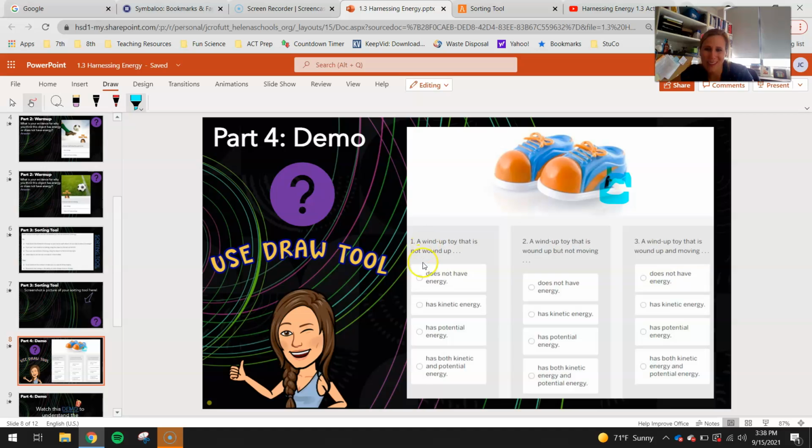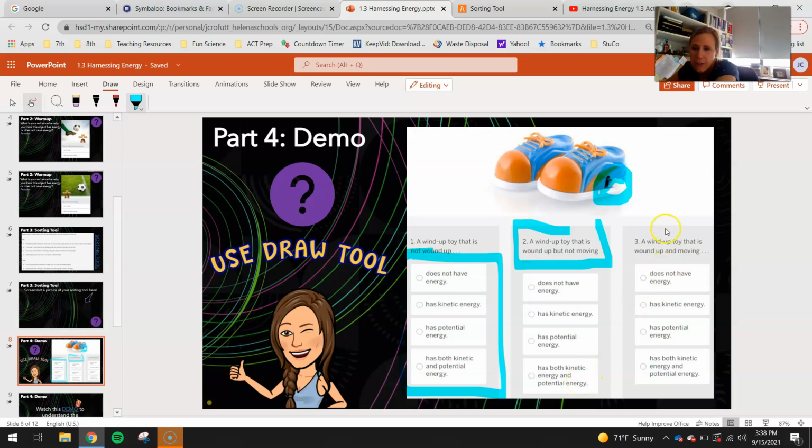Okay, a wind-up toy that is not wound up. You will choose the answer that best applies here. Does not have energy, has kinetic energy, has potential energy, or has both potential and kinetic. Okay, a wind-up toy that is wound up but not moving, so maybe we wind this little thing up and then we hold it. Does not have energy, has kinetic energy, has potential energy, has both kinetic energy and potential energy. And then finally, a wind-up toy that is wound up and moving, does not have energy, has kinetic, has potential, or has both kinetic and potential.